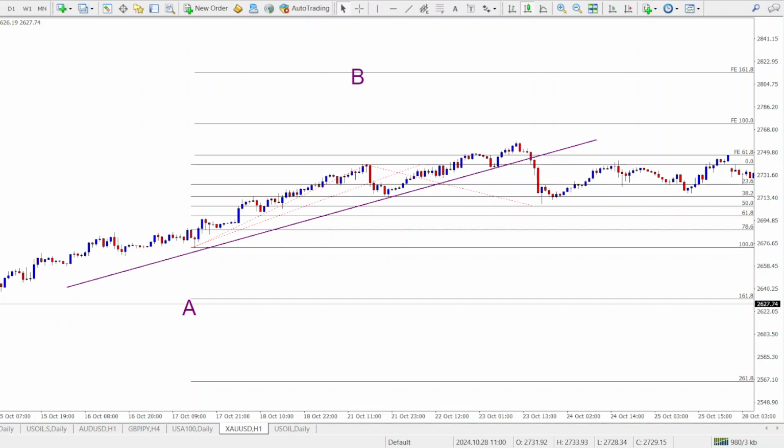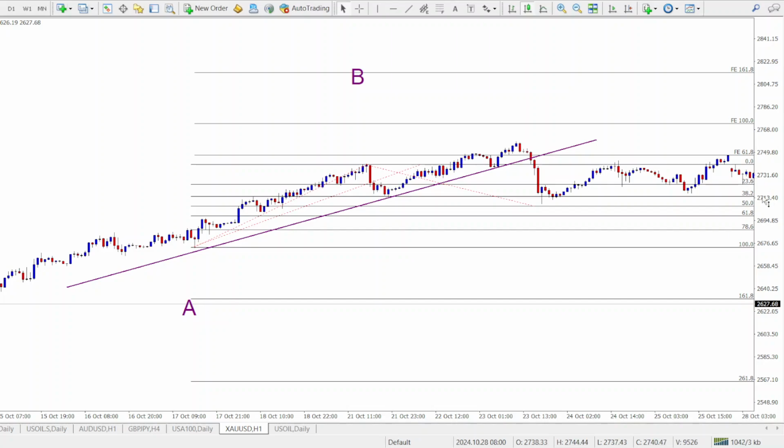Now, here are some practical tips. Combine Fibonacci with other tools. Don't rely on Fibonacci alone. Use it alongside trend lines, moving averages, or candlestick patterns to confirm your analysis. Secondly, be mindful of the time frame. Fibonacci works in all time frames, but the reliability increases on higher ones like daily or weekly charts.